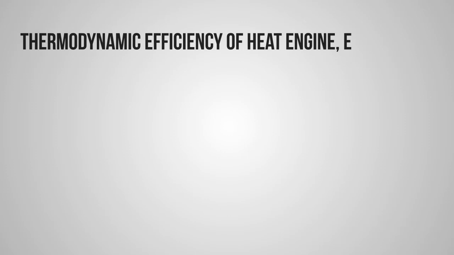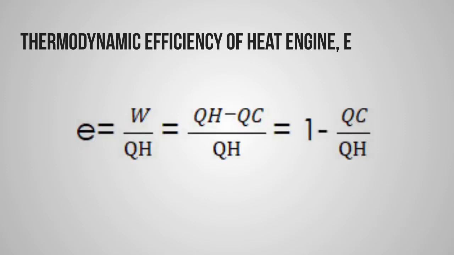Thermodynamic efficiency of a heat engine, E. E is equal to W over QH. Equating the formula to QH minus QC, over QH. Then simplifying to 1 minus QC over QH. Where W is work done, Q is the heat content, H is the heat transfer, and C is the specific heat.